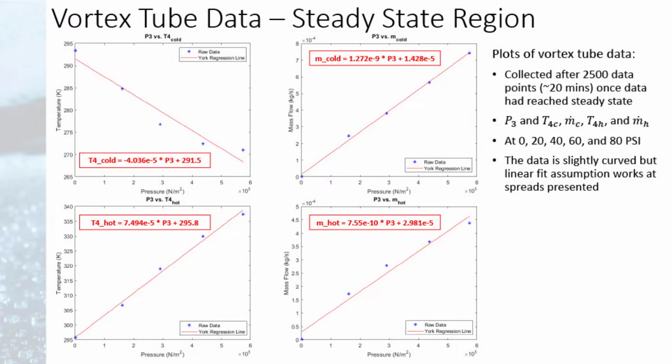The pressure was plotted against the temperature exiting at the cold end, as well as the hot end, along with the mass flow rates exiting the cold and hot ends respectively. While the data was slightly curved, a linear assumption using York regression was used. To achieve steady state, approximately 20 minutes or 2,500 data points were used for the pressure to adjust from 0, 20, 40, 60, and 80 psi.